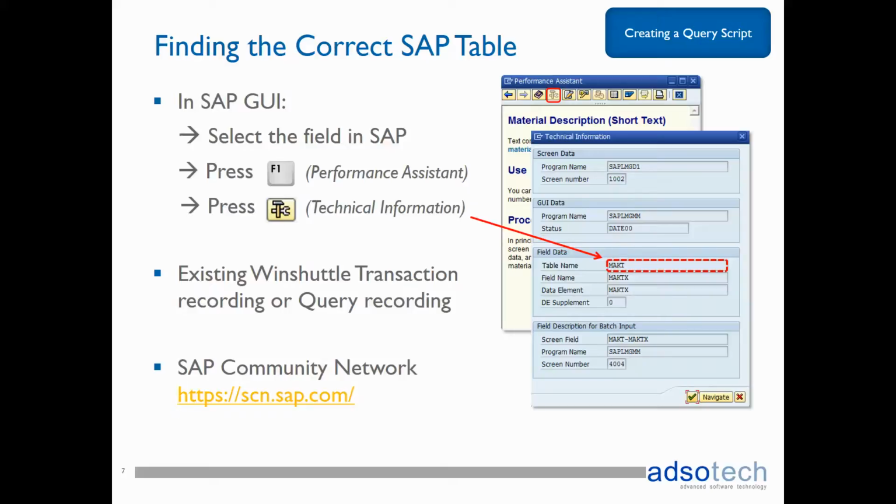Alternatively, if you have an existing automation script created with Winshuttle transaction, you could try looking up the table names in the expert mapper view of the transaction. Or you can try creating a new recording in Winshuttle query to help locate the SAP table names. The online SAP community network is also a very good resource when you need help finding a field or table name.